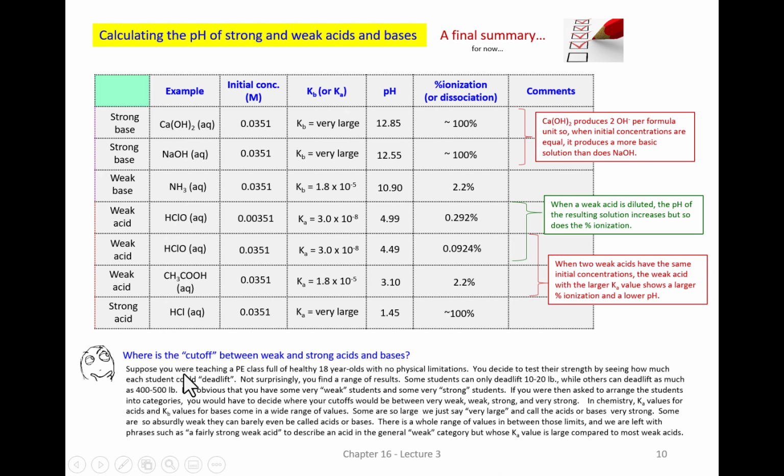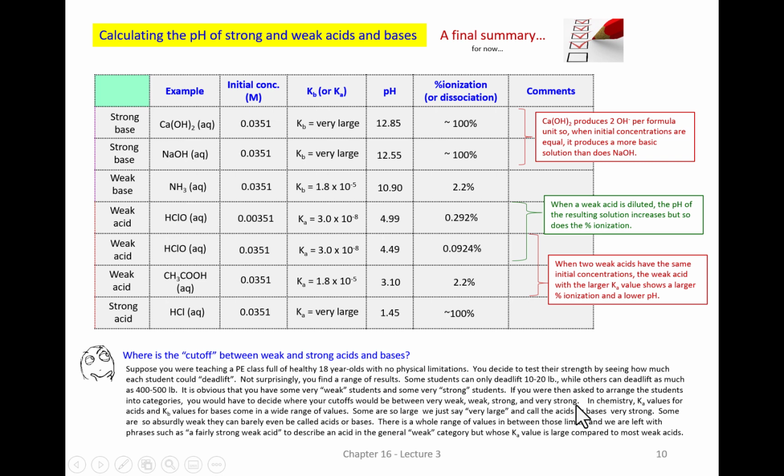Suppose you were teaching a PE class full of healthy 18-year-olds that had no physical limitations. You decide to test their strength by seeing how much each student could deadlift. Not surprisingly, you find a range of results. Some students can only deadlift 10 to 20 pounds, while others can deadlift as much as 400 to 500 pounds. It's obvious to you that you have some very weak students and some very strong students. If you were then asked to arrange the students into categories, you would have to decide where your cutoffs would be between very weak, weak, strong, very strong.